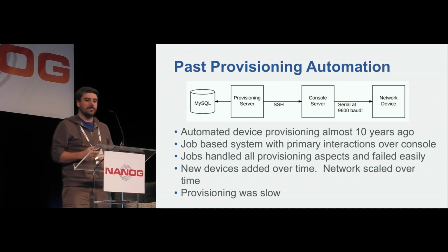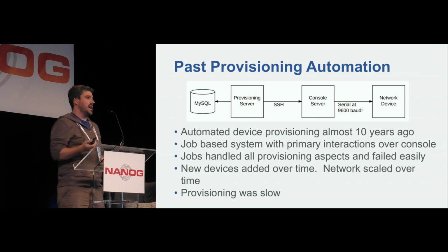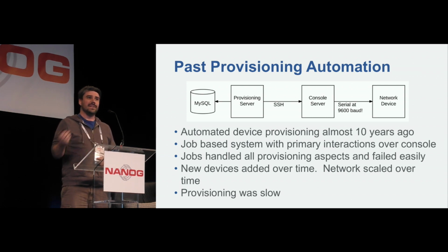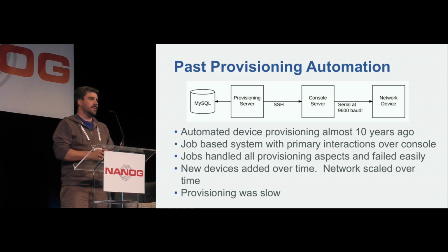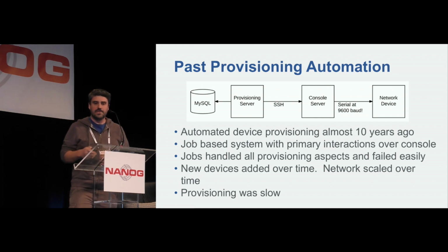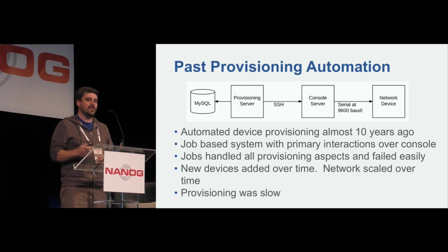It was also very slow, because you can imagine actually pasting in a configuration over 9600 baud was extremely slow. Everything was done very serially. We do this, we do this, we do this. We also did LLDP discovery during this process. So we would show LLDP neighbors, try to figure out what the device was. And so we needed to solve this.